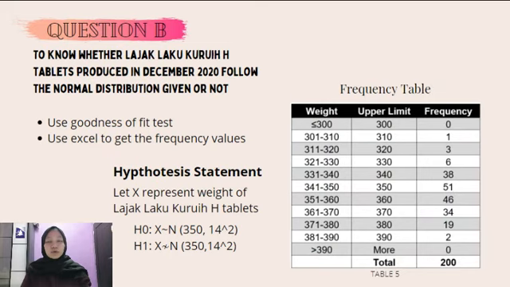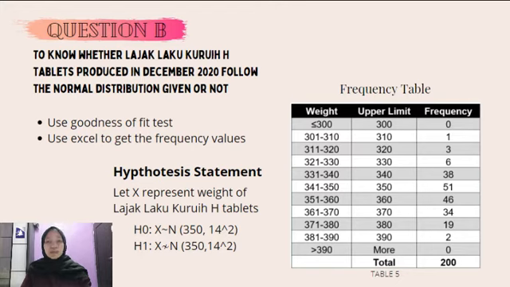For question B, we want to know whether the Lajak Kuruih H tablet produced in December 2020 is normally distributed with mean 350 and standard deviation of 14 or not. For this question, we use the goodness of fit test. First, we need to know the frequency value. To know the frequency value, we use Excel.